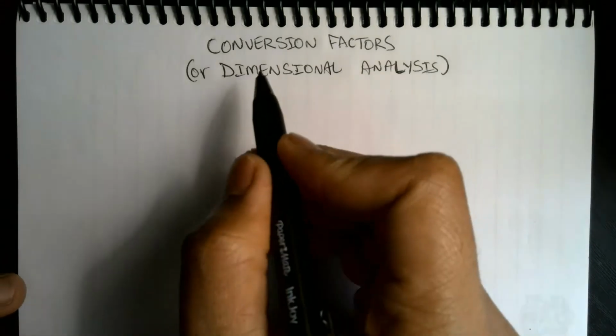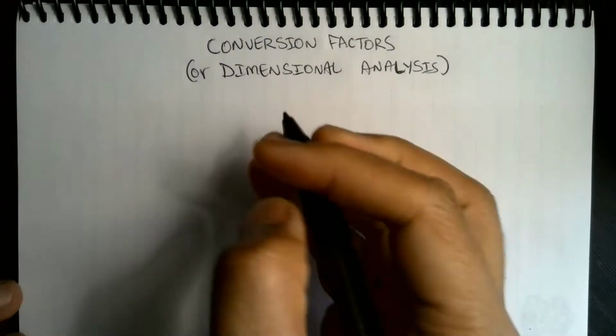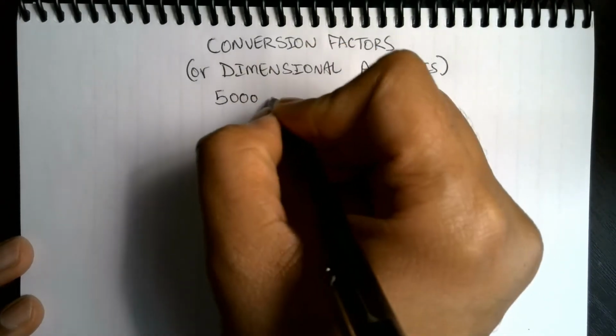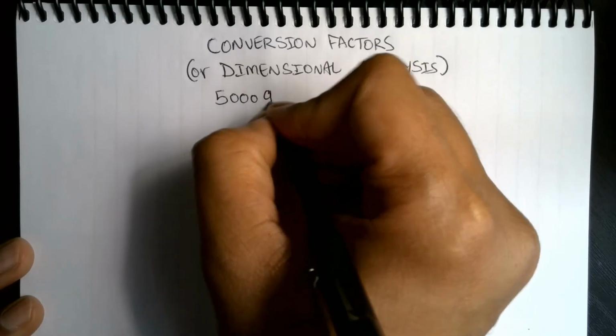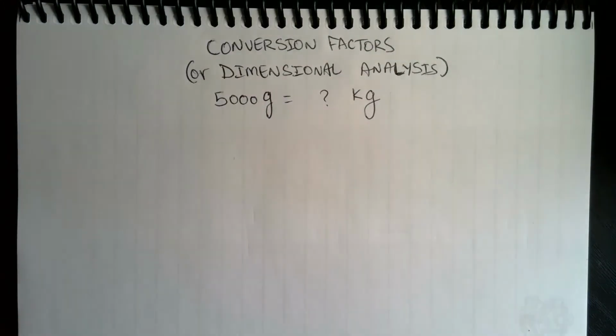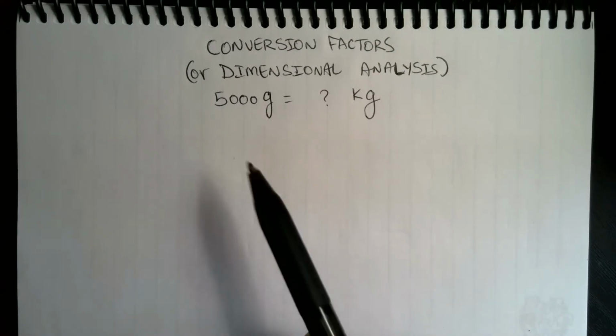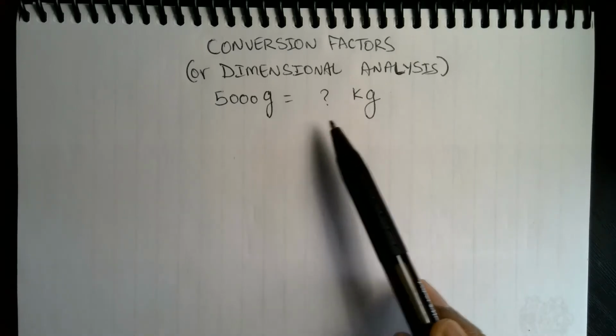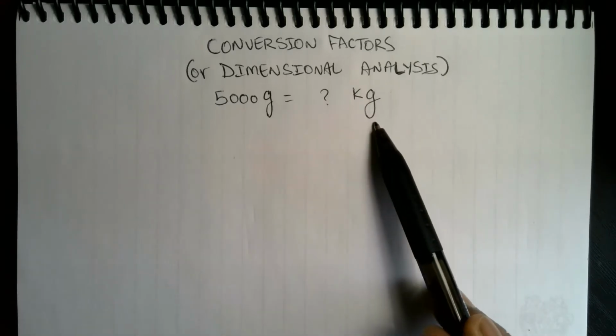So first of all, why the need for conversion factors? Let's say if I ask you a question, 5,000 grams is equal to how many kilograms? I'm sure you've come across a question like that, some version of any question like that before, where you're asked for a relationship or conversion between two units.